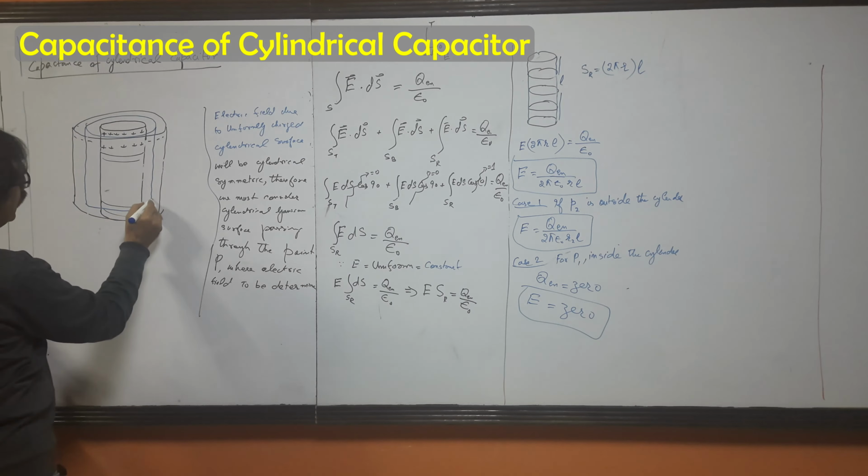This is a Gaussian surface of radius r. Inner cylinder has... okay. This is S1, this is S2. Cylinder S1 is positively charged on the outer surface, and outer cylinder S2 is negatively charged on the inside surface.